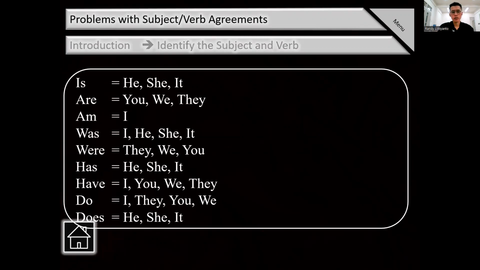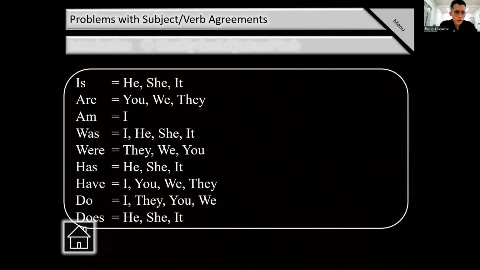Was and were are used when the tense is simple past, and was is used when the subjects are I, he, she, and it. While if the subjects are they, we, and you, we use were. And has and have here are like a choice. Has is the singular form of have. So usually we use has when the subjects are he, she, and it, while have is used when the subjects are I, you, we, they.